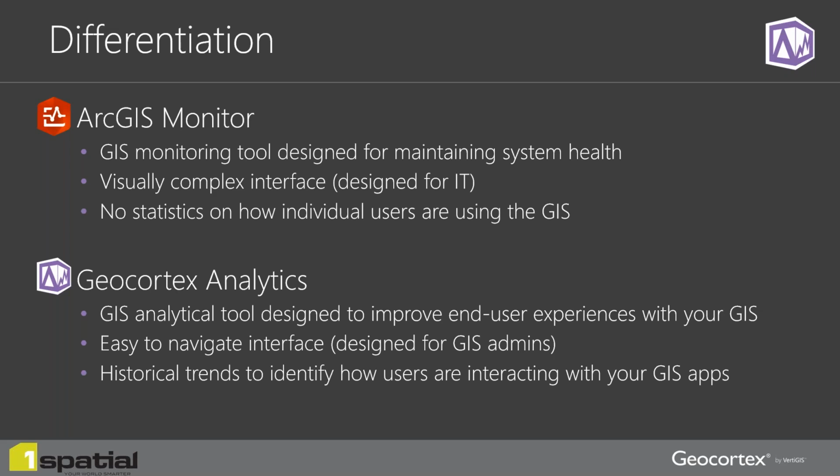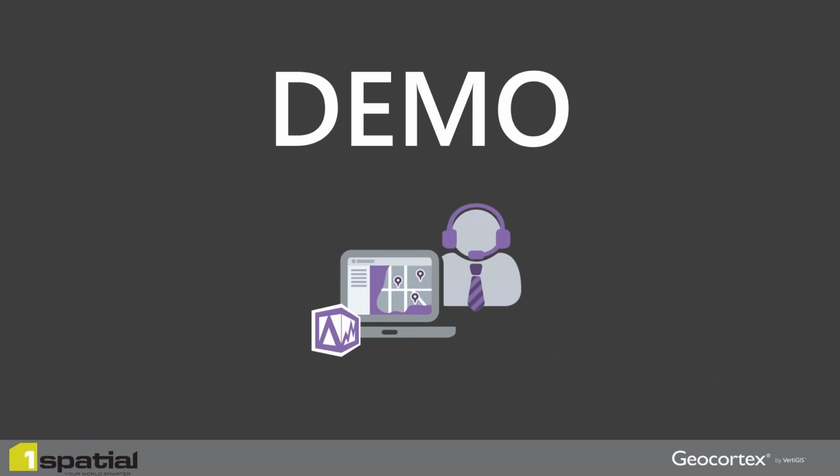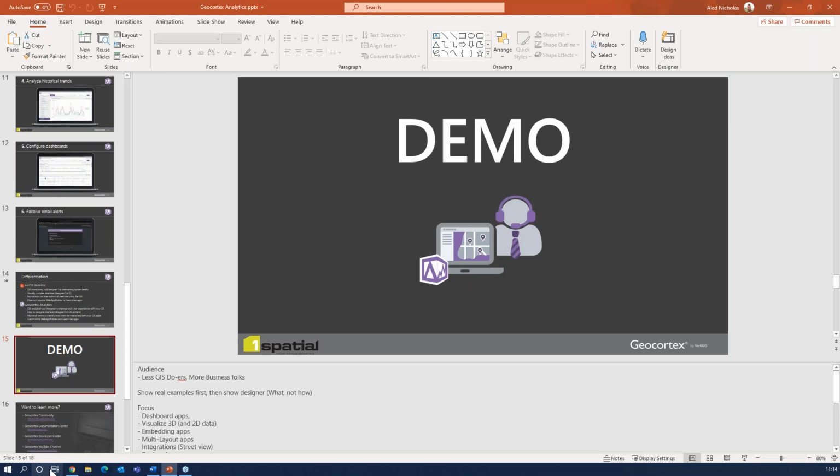So we can see how historical trends identify how our users are interacting with our GIS apps. When we're saying our GIS apps, we're not just talking about ArcGIS Server, map services, or Geocortex Essentials sites. We're talking about Web AppBuilder as well as Geocortex apps as well. So I'll just exit the screen quickly and we'll jump straight into a demo.